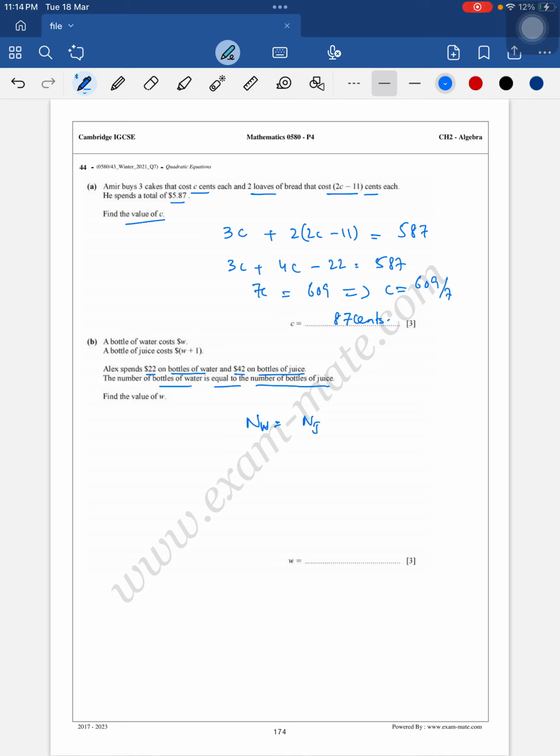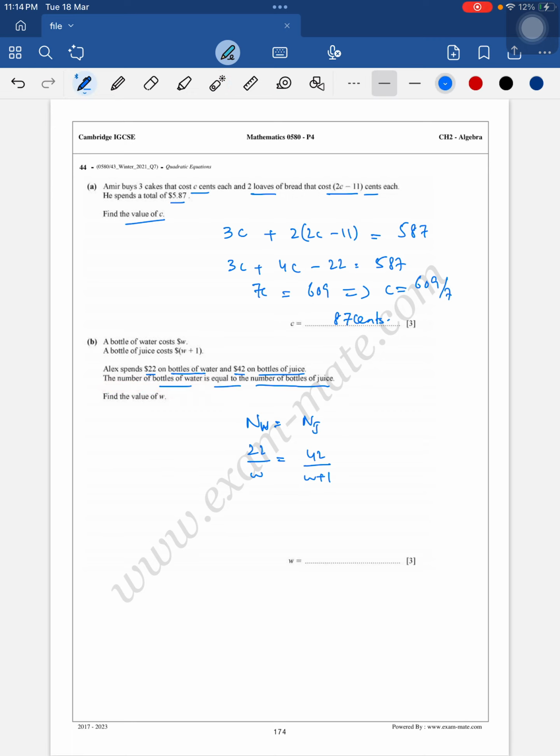So the number of bottles of water can be calculated by dividing 22, that he spent on bottles of water, by the cost of a bottle of water, W. This is equal to $42 which he spent on bottles of juice, divided by the cost of one bottle of juice, W plus 1, right? This is the expression which I made from the statement that the number of bottles of water is equal to the number of bottles of juice.